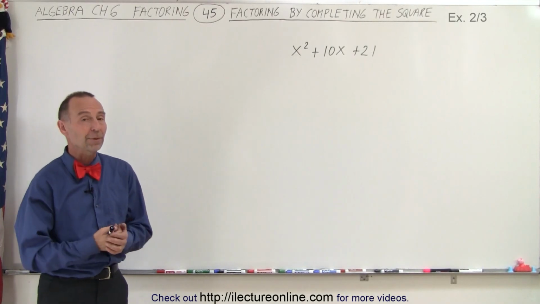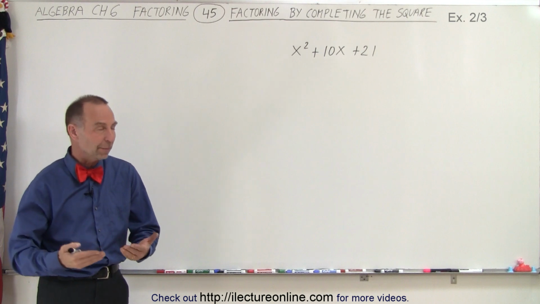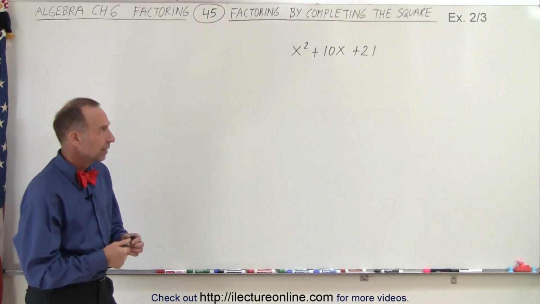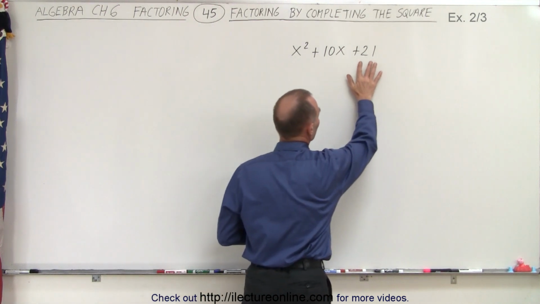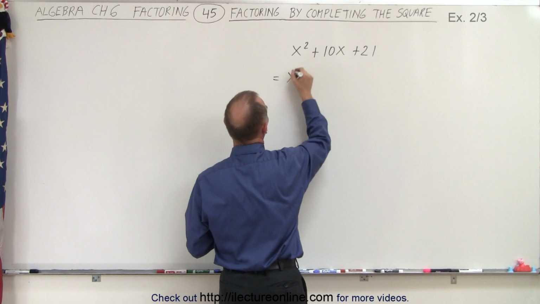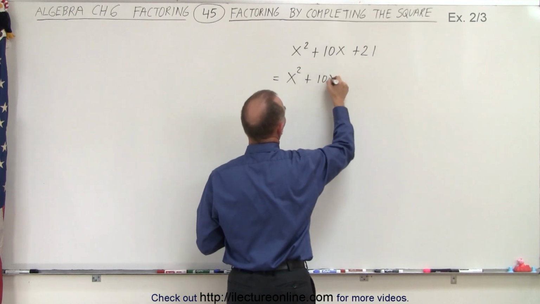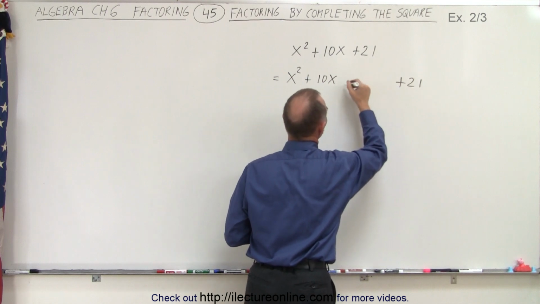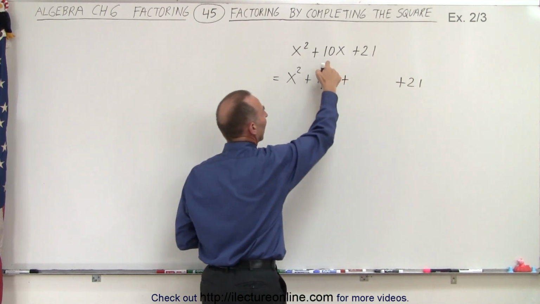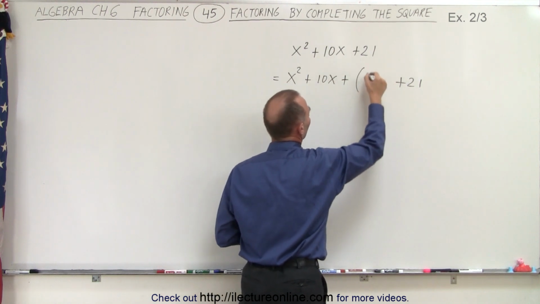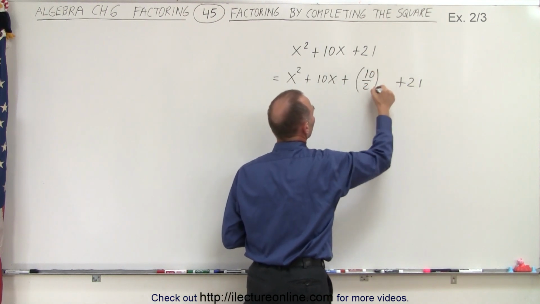Here's our second example of how to use the completion of square method to factor a trinomial. So again, what we do is we take the last term and we move it over to make some space. So we rewrite this as x squared plus 10x, and then we write plus 21. In this extra space, what we're going to add is half the middle term quantity squared. So we take the coefficient of the middle term divided by 2 and square that.